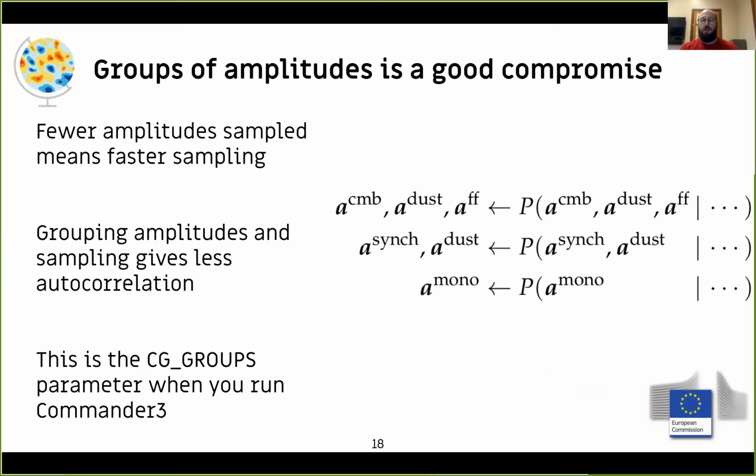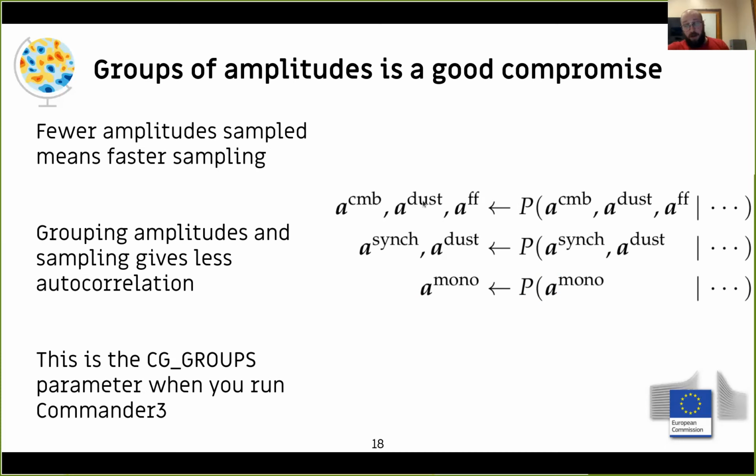You're able to essentially make a draw from this much wider distribution and explore the parameter space very efficiently in a single draw. In this example, the CG groups we have are CMB, dust, and free-free, then synchrotron and dust, and then sampling the monopole amplitudes, which is a fairly difficult parameter to sample over. And so it makes sense that it requires its own sampling group.